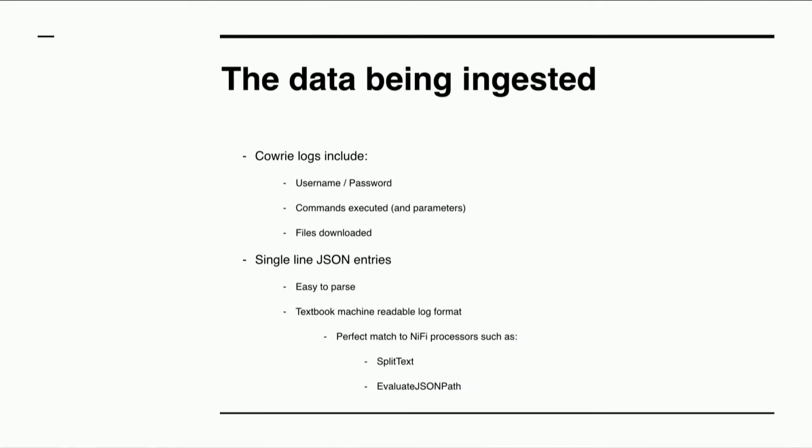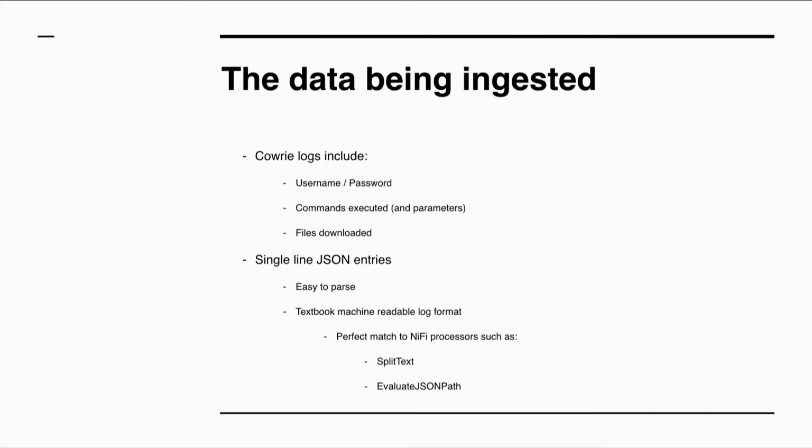So we'll talk about what actual data we brought in. The Cowrie logs include username and password. They include the command that the attacker tried to execute and the parameters of the command. So a lot of times it's trying to cat different proc or mount paths. It's trying to execute a shell and call out to some IRC server.